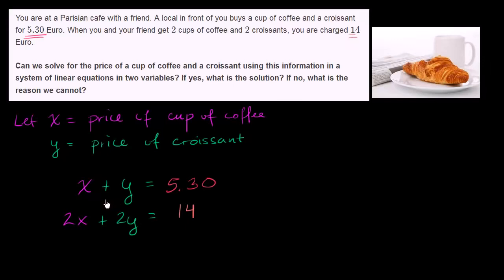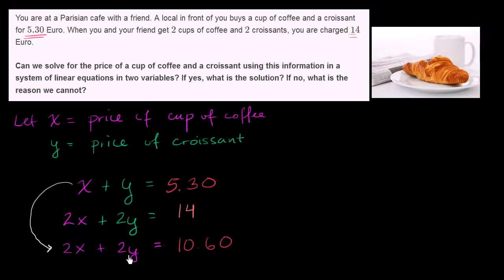And there's many ways to solve this. But the most obvious way, at least looking at this right over here, is we have x, we have 2x, we have y, we have 2y. Let's take this first equation that described the local and multiply it by 2. So we're going to multiply both sides, otherwise the equality won't hold anymore. So we would get 2x plus 2y is equal to 2 times 5.30, which is €10.60.